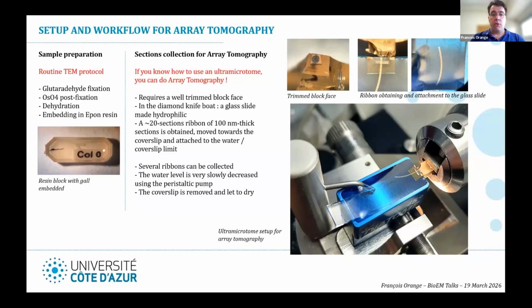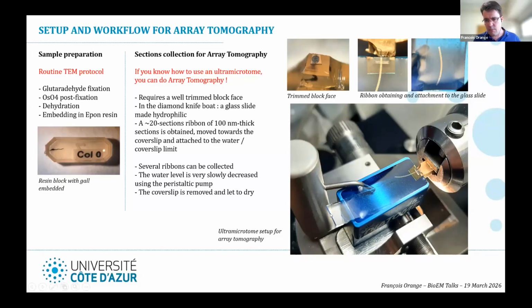Then, for the section collection for array tomography, it's a little bit more involved, but it's not that complicated, actually. I want to stress that if you know how to use an ultramicrotome, you can do array tomography. You still need to take a few precautions, like having a very well trimmed block face. But in that case, you see the entire setup. I use a diamond knife, which is my common diamond knife. It's not even a big one.